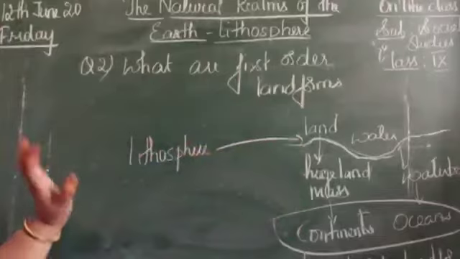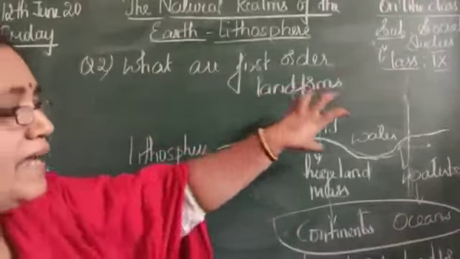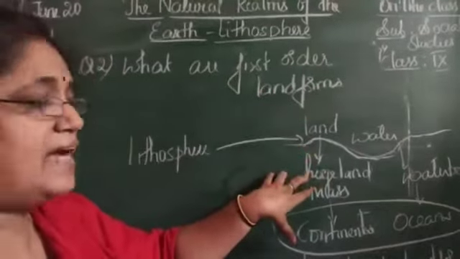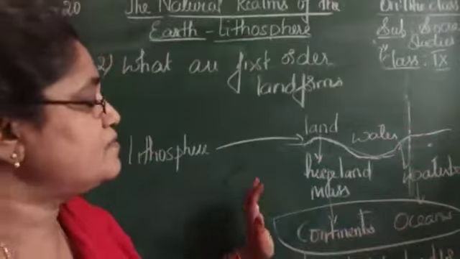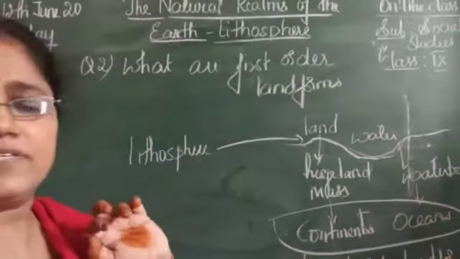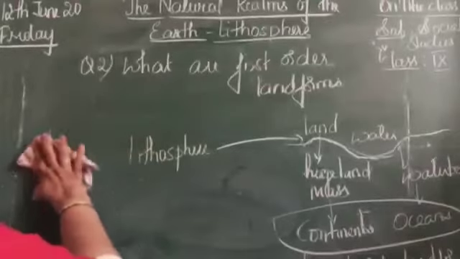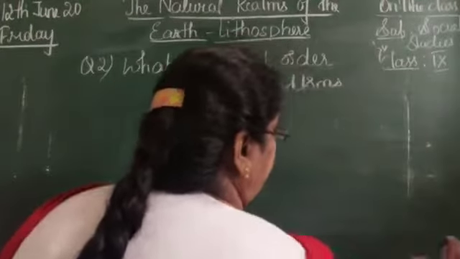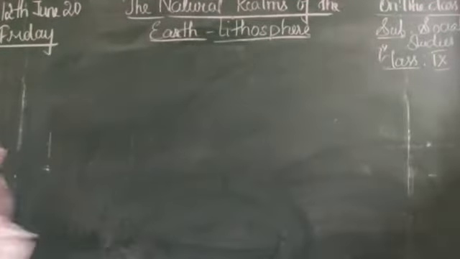So in your answer, you should give the explanation of the lithosphere, which is uneven. You have land and water. Huge land masses we call continents. Water bodies we call oceans. These oceans and continents are the first order landforms. Clear? Right. My next question is, see children, this is something regarding us. This question, you need to think a lot, and this can be expressed in your own words also.